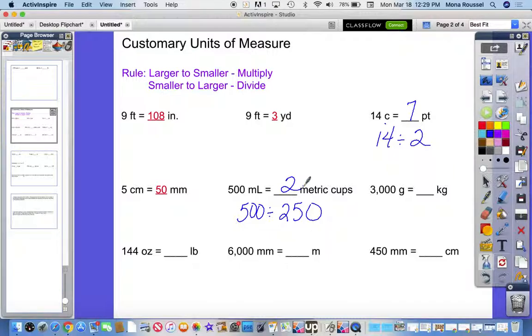If we have one down here, we're converting ounces into pounds. We have 144 ounces equals blank pounds. Since pounds are the larger unit of measure, we're converting smaller to larger. Smaller to larger means we have to divide 144 by the number of ounces in a pound. There are 16 ounces in a pound, so we will divide 144 divided by 16.